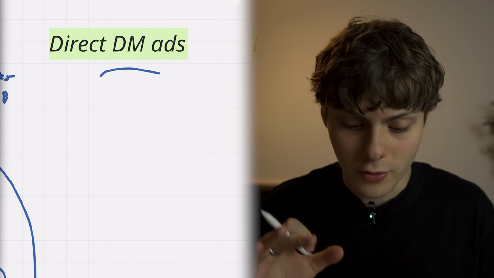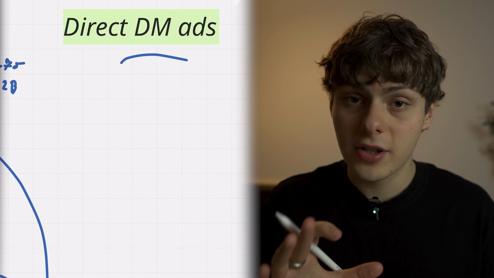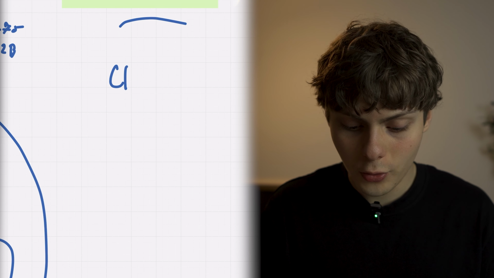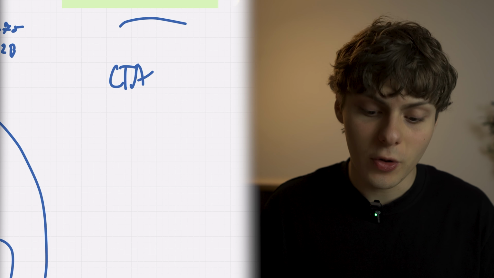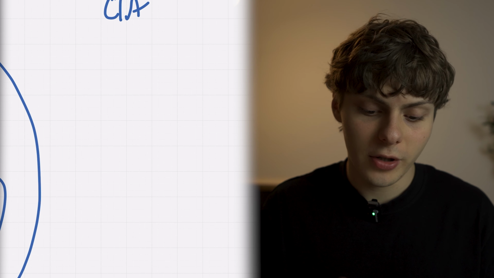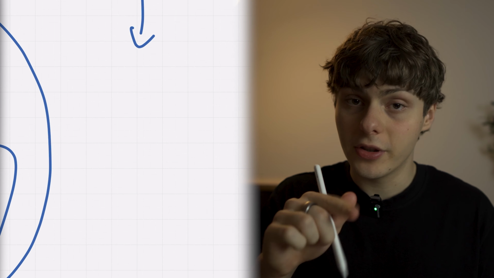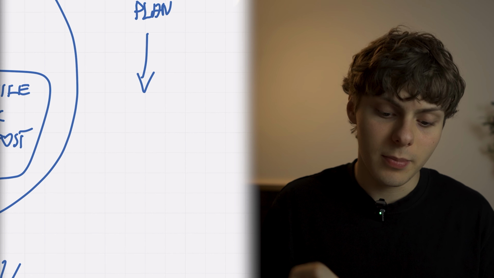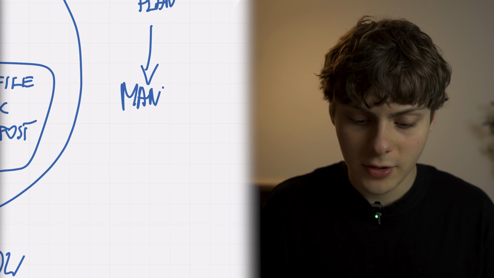Now the second one, direct DM ads. The situation here is much simpler. The way you do that is in the ad, you have of course a call to action to DM a specific word. And now Meta makes it super simple that you can just literally click a button on the ad. For example, that will say the word, let's say plan. And then what happens? You will have a ManyChat sequence in place where people DM this word right here.